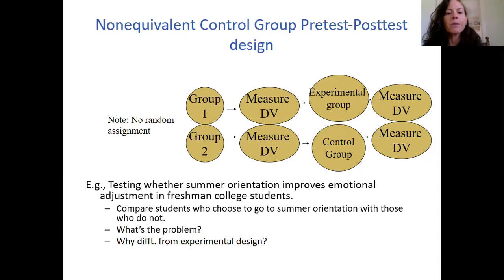Okay, so let's say we wanted to test whether summer orientation improves emotional adjustment in freshman college students. We could compare students who choose to go to summer orientation with those who don't, and we would test their emotional development before the summer orientation, and then test it again afterwards, and there'll be a control group that doesn't get any summer orientation. And so from there we could come to some conclusion, a little bit shaky on the internal validity, but still some conclusion that maybe summer orientation helped. And this is probably the best we can do with this, because randomly assigning people to go to summer orientation or not has questionable ethics.